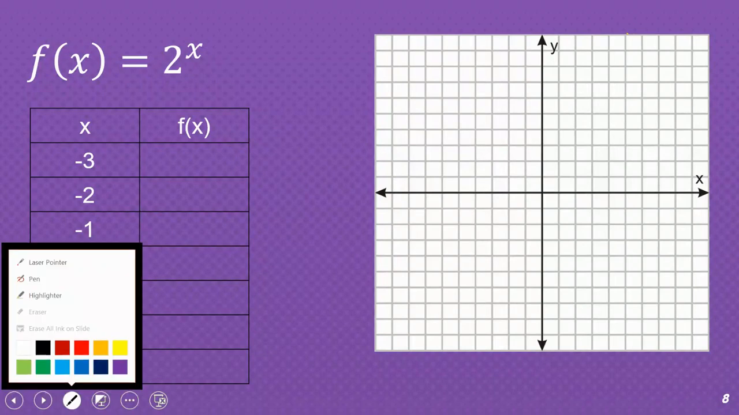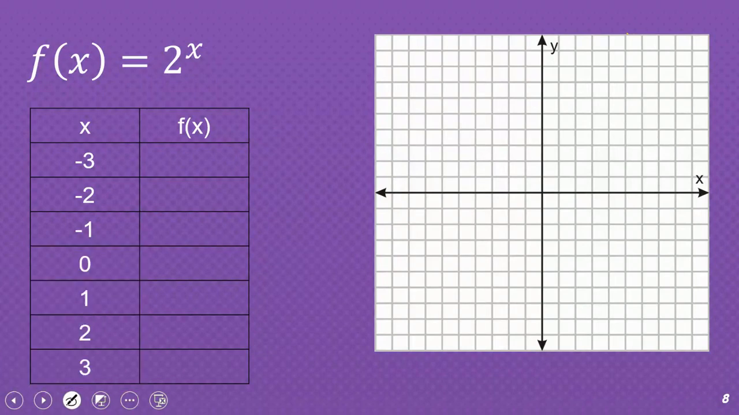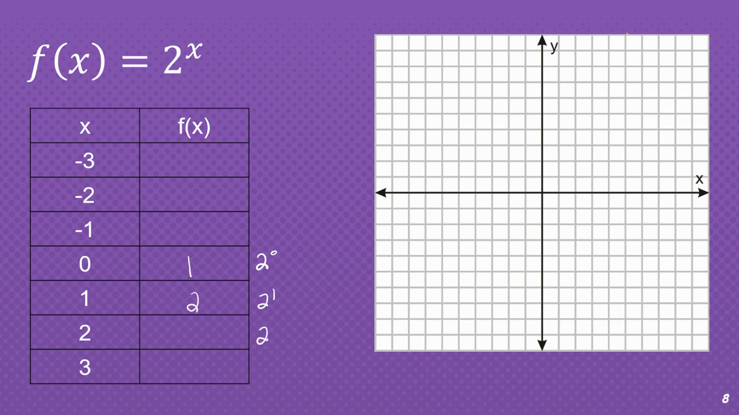let's try this again. 2 to the 0 power is equal to 1. 2 to the first power is equal to 2. 2 to the second power is equal to 4. 2 to the third power is equal to 8. Do you see how that's increasing really rapidly?